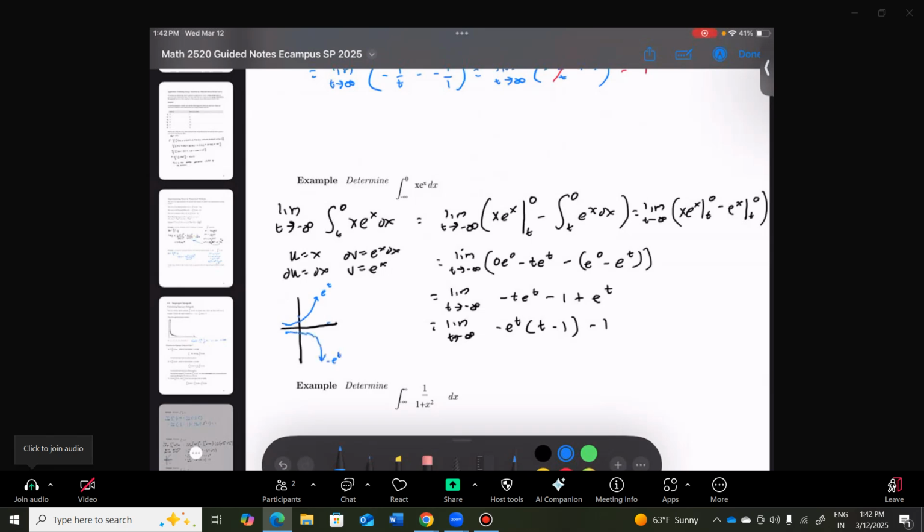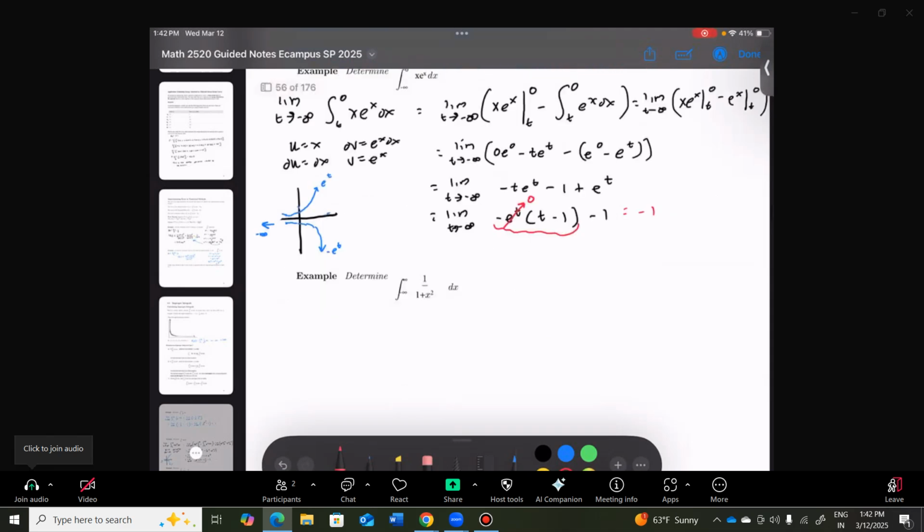So as this goes to negative infinity, which is this direction, it's going to 0. Right? So this term is going to 0, which takes that whole section there to 0. And so this goes to negative 1. All right.